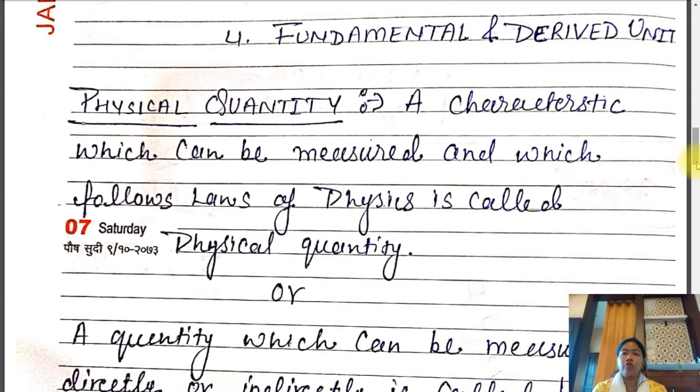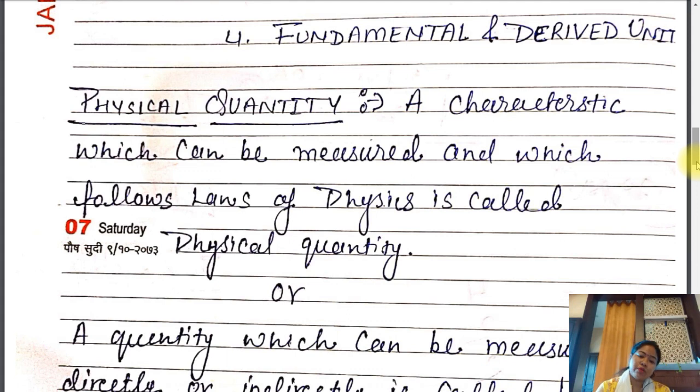If we are very happy, then how will you tell us the amount of your happiness? There is no particular measurement to calculate our happiness. So that particular quantity, happiness, does not follow the rules of physics, and we do not have any standard measurement to calculate our happiness. So that quantity is not in the category of physical quantities.